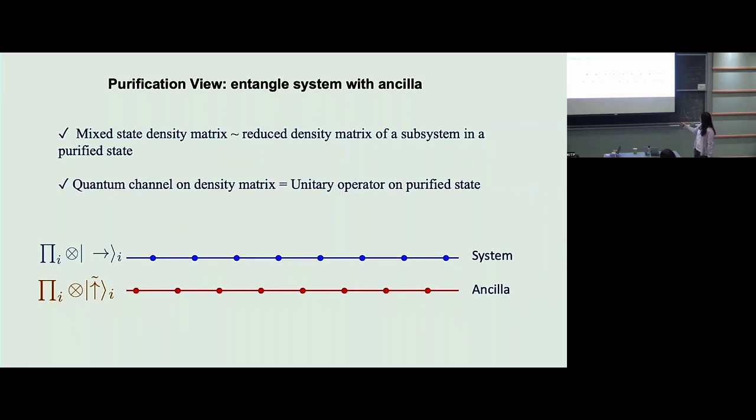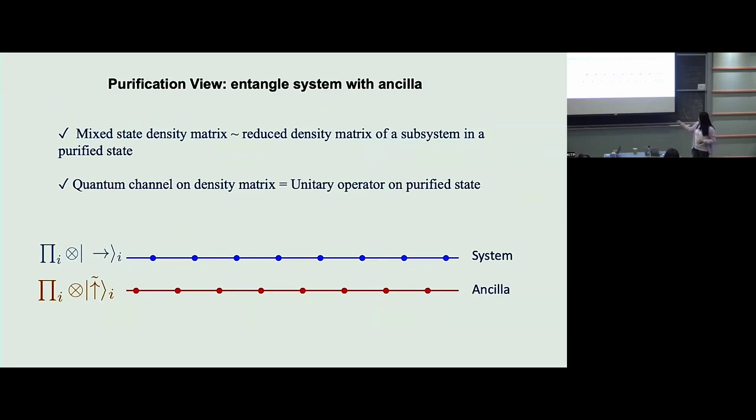So whenever I have a mixed state density matrix, I can always treat it as a reduced density matrix of a subsystem defined in a purified state in an enlarged Hilbert space. So whenever I have a mixed state density matrix, I can imagine I have an enlarged Hilbert space and I have a pure wave function. If I trace out the rest of the degrees of freedom, I get a reduced density matrix, and that reduced density matrix is indeed the mixed state density matrix. So I can always treat it as a partial degree of freedom of a pure state.